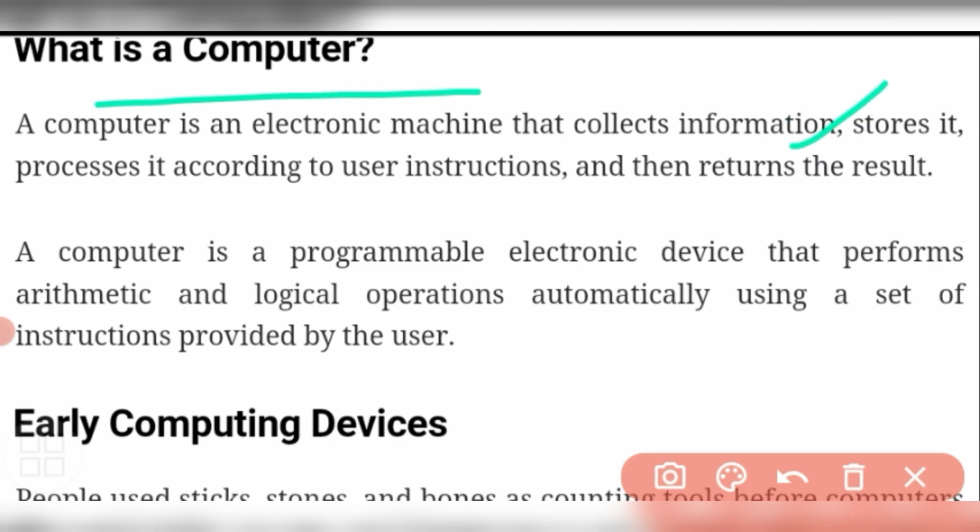Whatever information the user gives by keyboard, mouse, or any input device like a joystick, scanner, or anything, it stores it, because if you are giving any information, it is going to store it in its drive, or ROM, or RAM. It is going to store it, process it according to the user instruction, and then return the result.